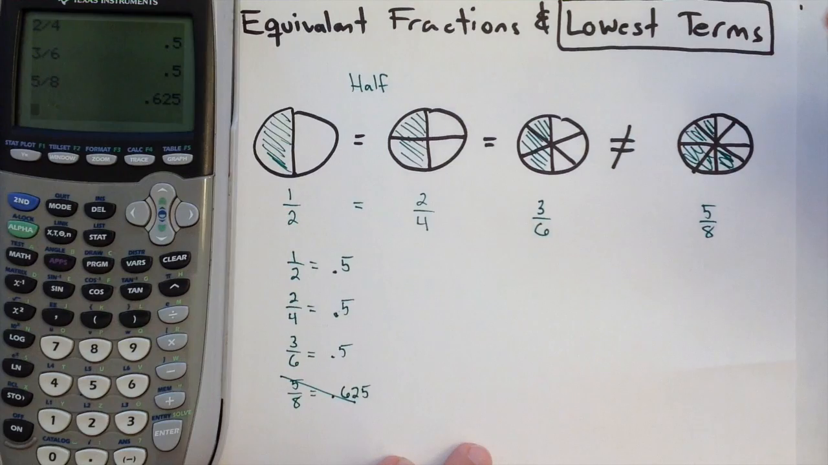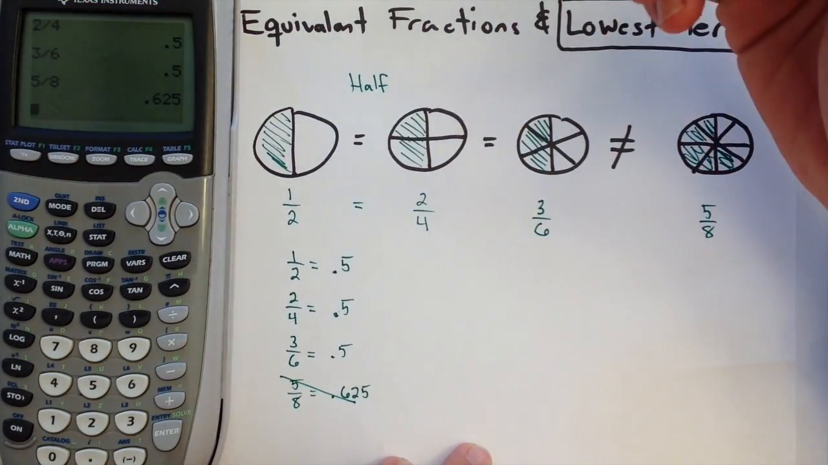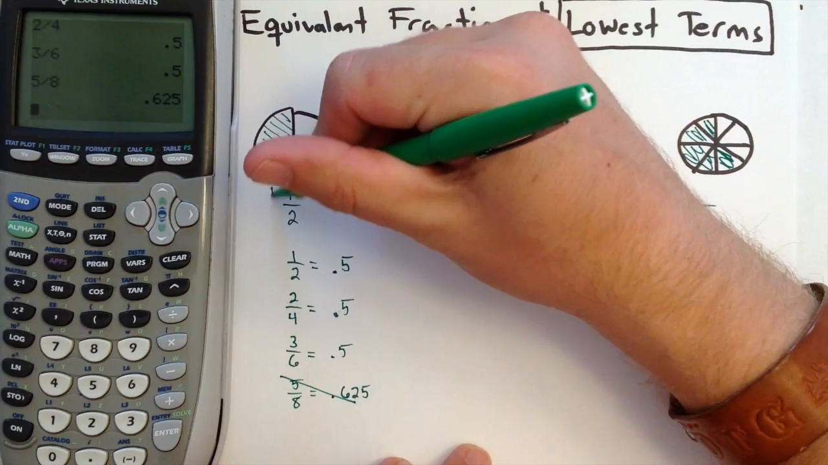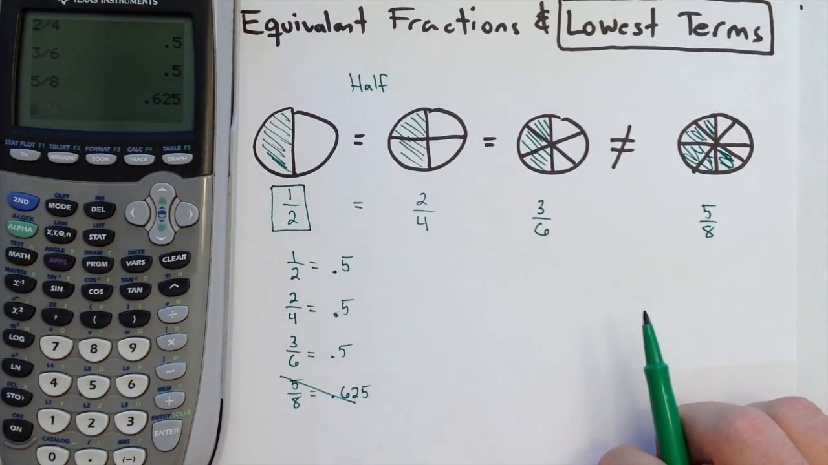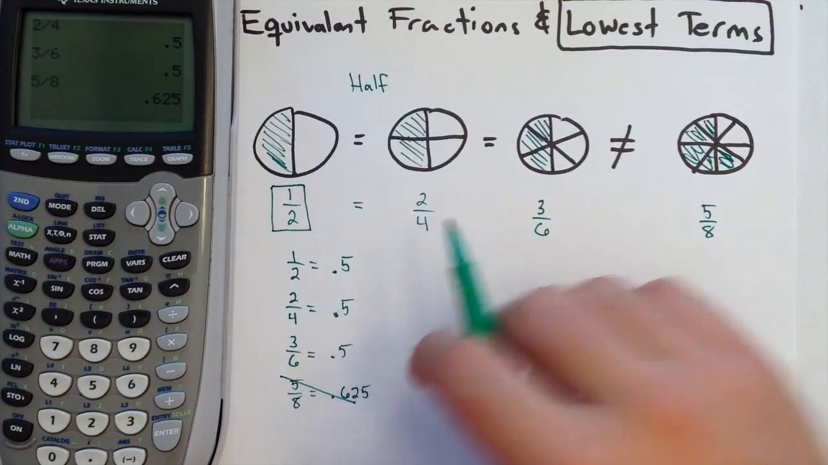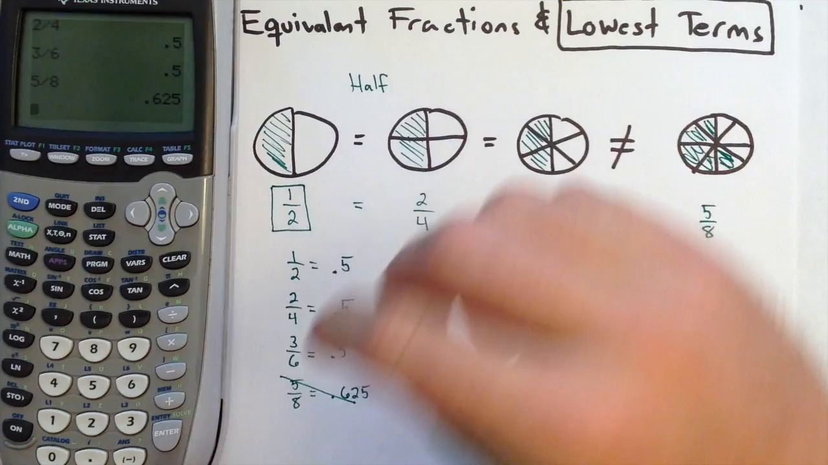The other thing that we can do is talk about lowest terms. Lowest terms means that the fractions are using the smallest numbers possible to represent the idea of half. This fraction, 1/2, is already in lowest terms. These two fractions are not. So let's show on our calculators how we can reduce to lowest terms.